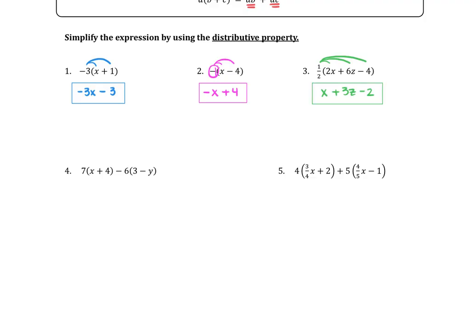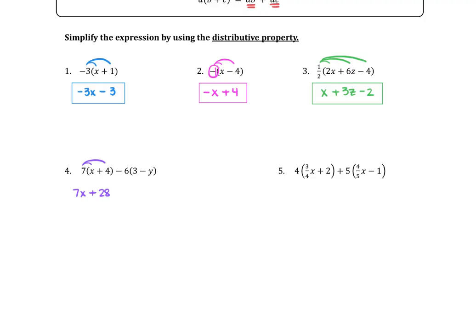All right, number 4 is a little bit different. Do you see how I have 2 sets of parentheses? I check inside the first parentheses. I can't combine anything. They're not like terms. Second set of parentheses, can't combine anything. They're not like terms. So I'm going to do the distributive property. On this problem, I'm actually going to do it twice. I'm going to distribute a 7 to the first set of parentheses. So 7 times x gives me 7x. And 7 times 4 gives me a +28.